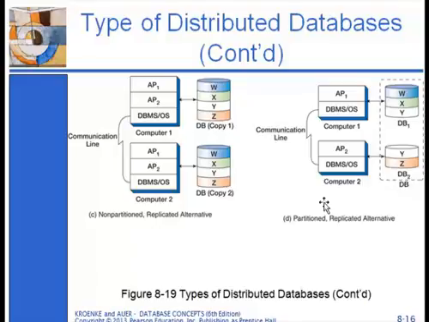Finally, we have an example of a database that is both partitioned and replicated. We have some of the pieces on computer 1. We have some of the pieces on computer 2. And notice that piece Y has a replica on computer 2.